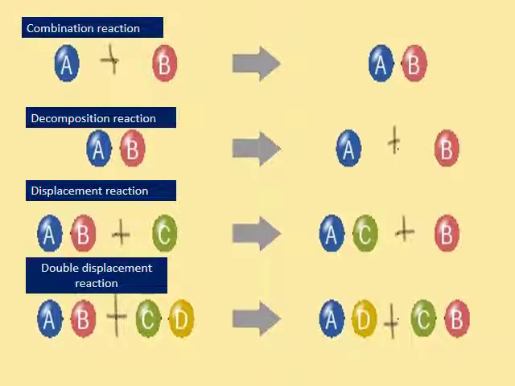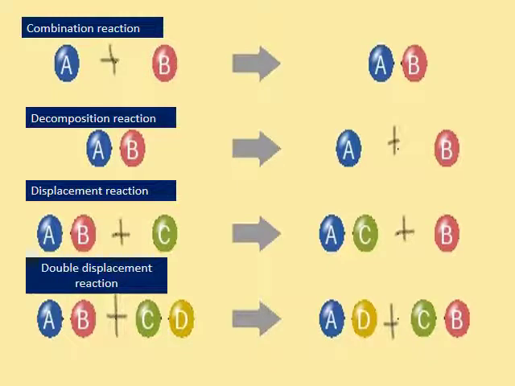Combination reaction, where you can see reactant A is combining with reactant B to form the product AB. Decomposition reaction, where you can see the reactant AB is breaking into products A and B. Displacement reaction, where you can see element C is displacing element B to form the products AC and B.